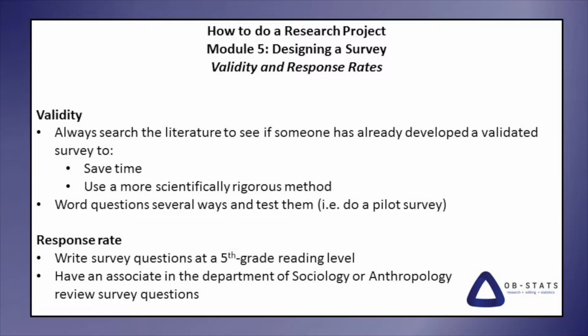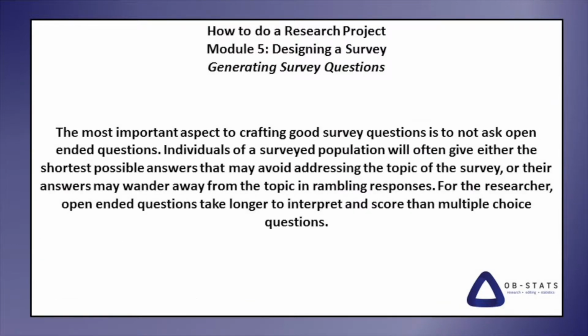To ensure the best response rate, survey questions should be written at about a 5th grade level in order to make the survey accessible to the widest population. It is worthwhile to have an associate in the Department of Sociology or Anthropology review survey questions to ensure that they are as effective as possible. The most important aspect to crafting good survey questions is to not ask open-ended questions. Individuals of a surveyed population will often give either the shortest possible answers that may avoid addressing the topic of the survey, or their answers may wander away from the topic in rambling responses. For the researcher, open-ended questions take longer to interpret and score than multiple-choice questions.